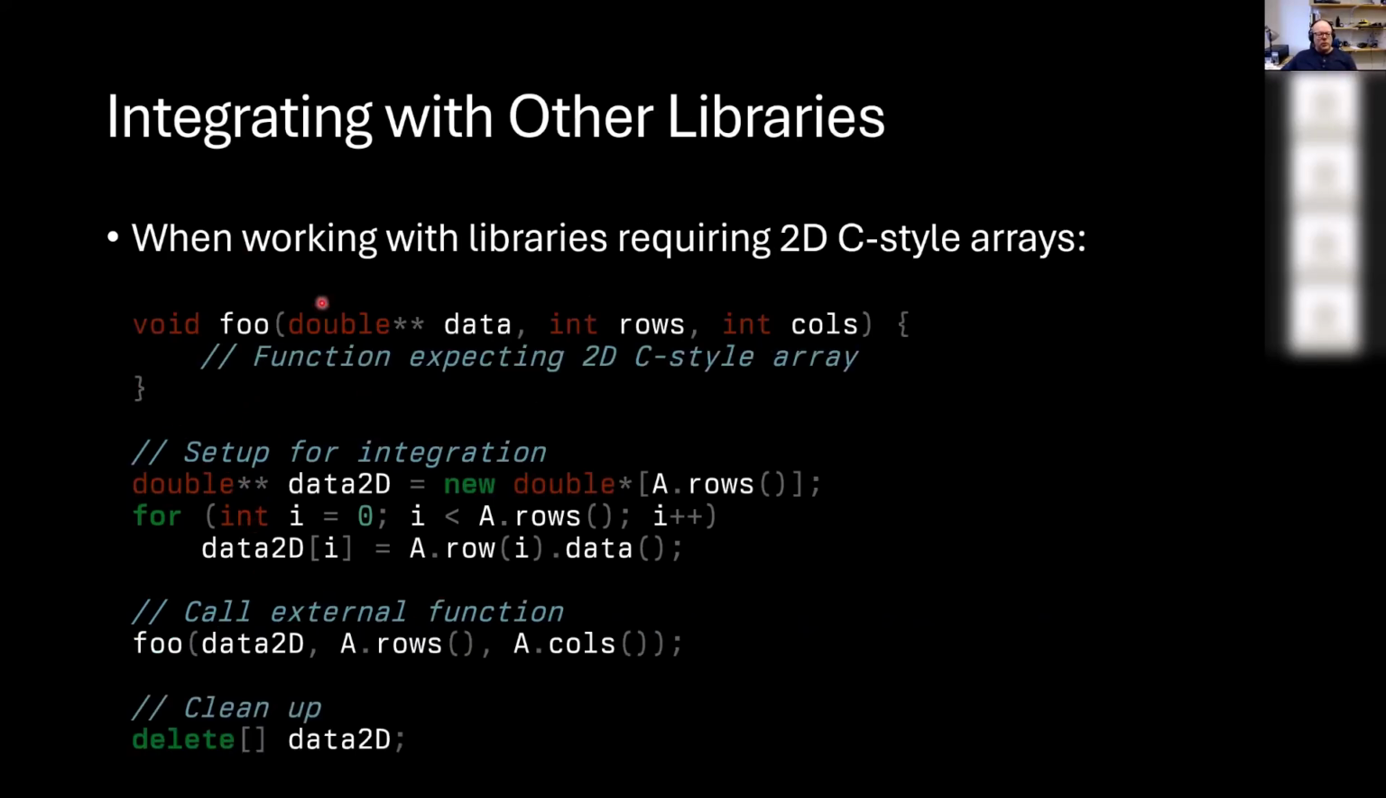In this case, I have a foo function that takes a two-dimensional C array, rows and columns, and then you do some operations like we did before, and then you can call this function using the data2D pointer. And then we have to clean up data2D, of course, as well. So there is some massaging to do if you want to call other libraries that have a C kind of syntax. That is also the case if you want to call Fortran libraries, for example. You also need to do some of this stuff.